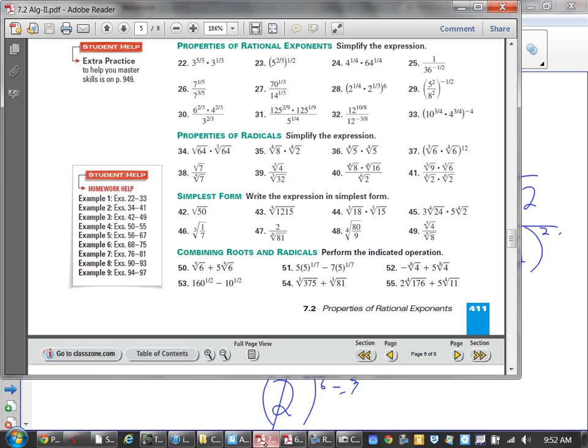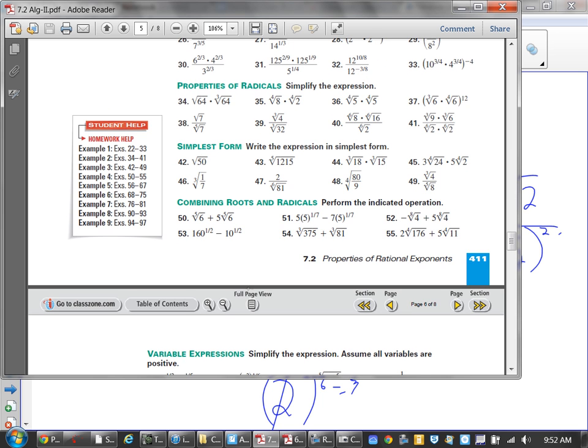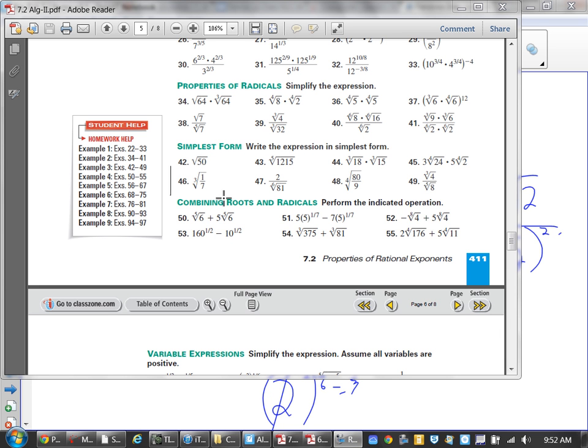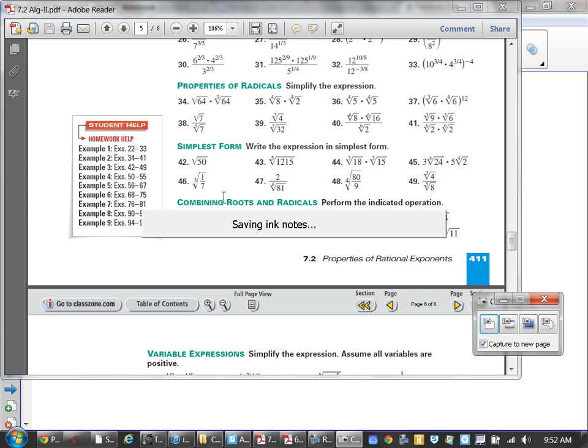Where did we leave off here? 47. Let's start with this.